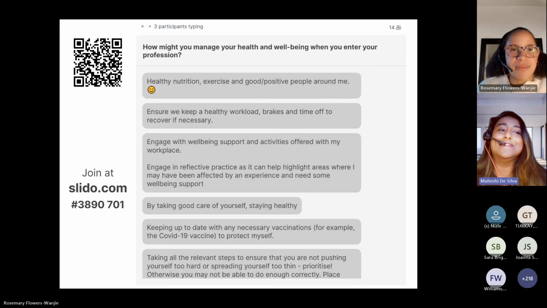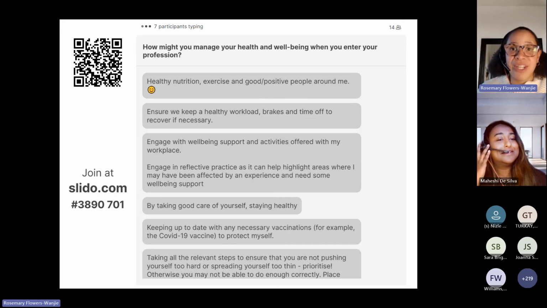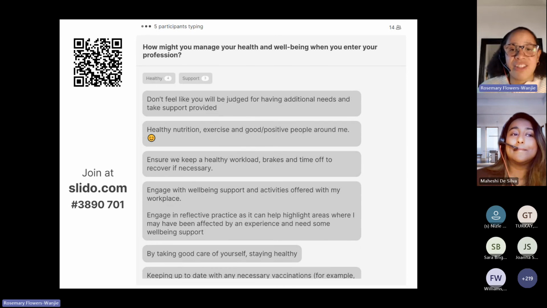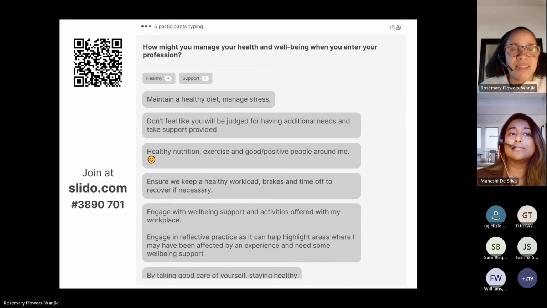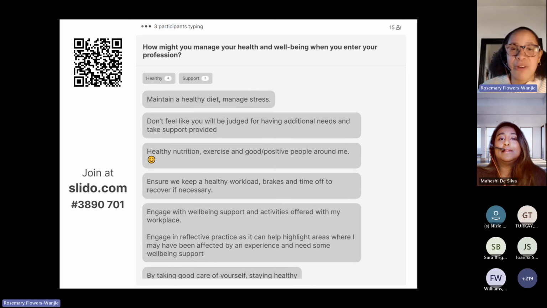Love the comment on the Slido about having healthy nutrition, exercise, and good or positive people around me, which is always important. Definitely. Sometimes, especially positive people, having someone around who makes you feel comfortable can really make such a difference to your day. So I think that's the other thing as well about when you're thinking about sharing, share with those people who make you feel comfortable as well.